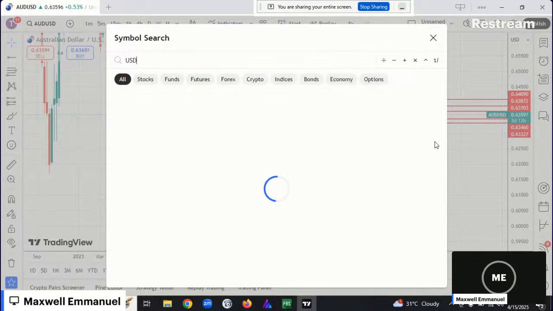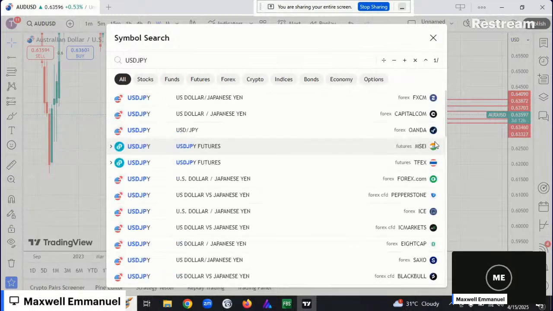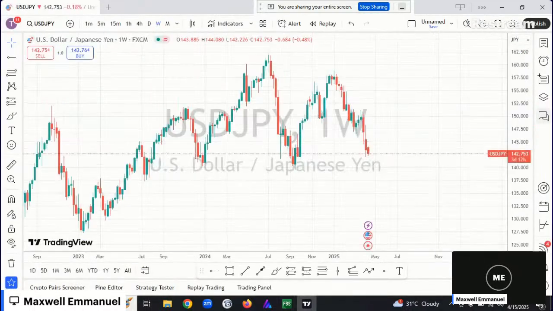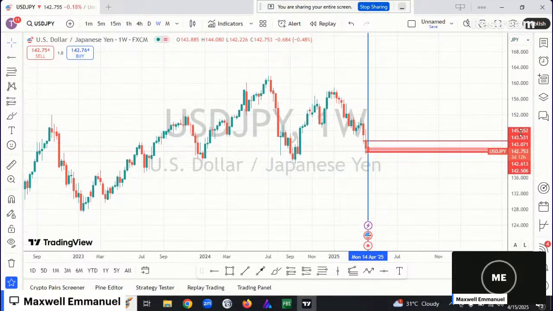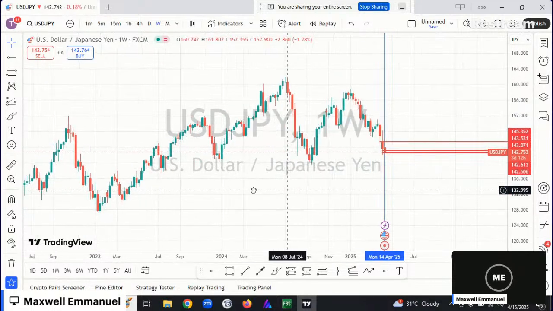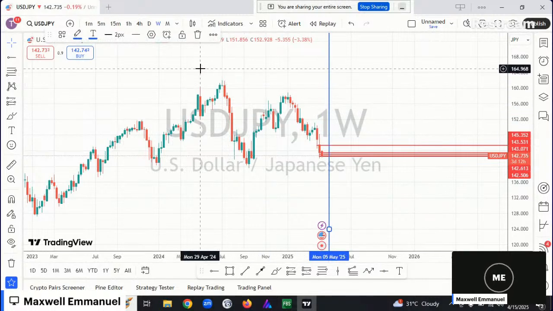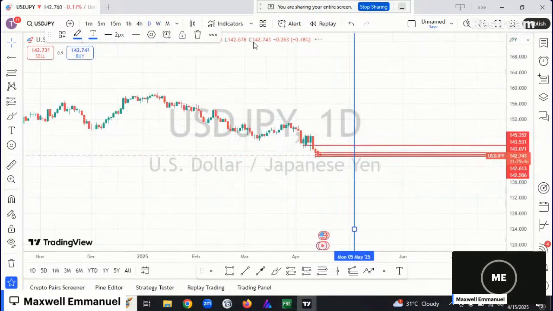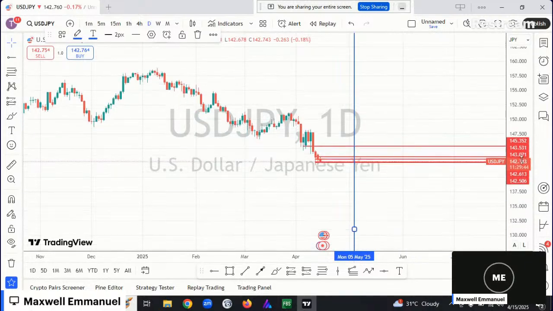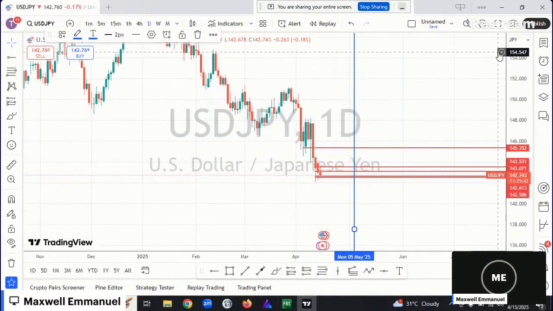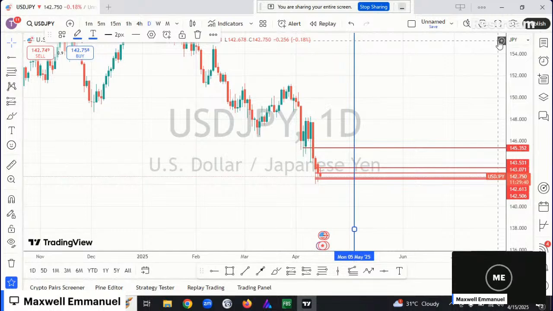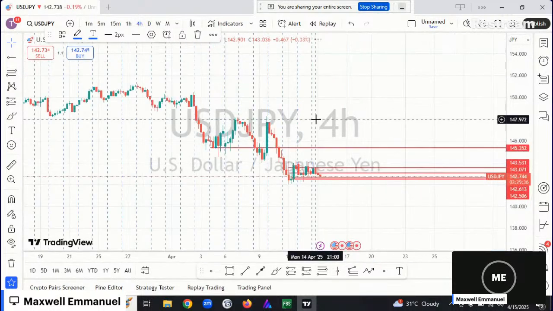Let's see USD JPY. USD JPY is bearish at the moment. Yesterday it was bearish. Today also it is bearish. Look for sells on USD JPY.